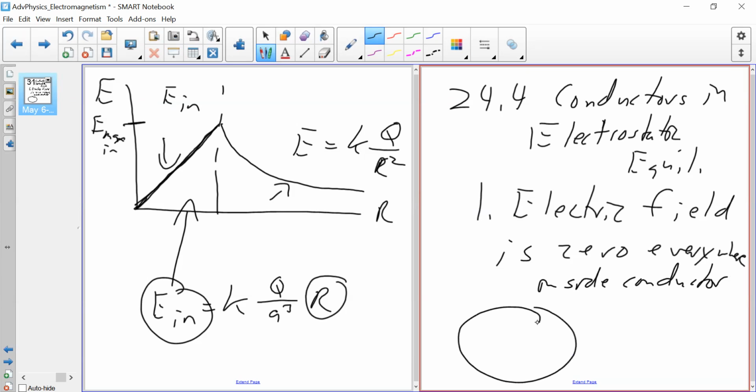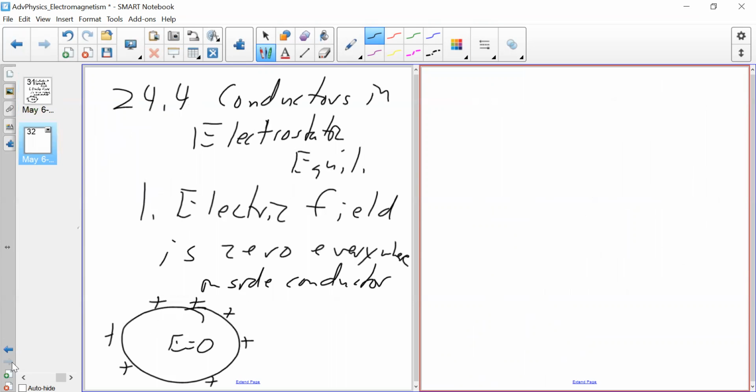So we have a conductor, we have the surface here. There's nothing on the inside here. We can have an electric potential, but that concept's coming later. But the electric field is null on the inside. Charge is on the surface.